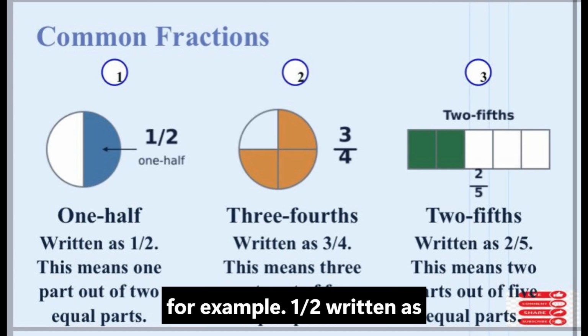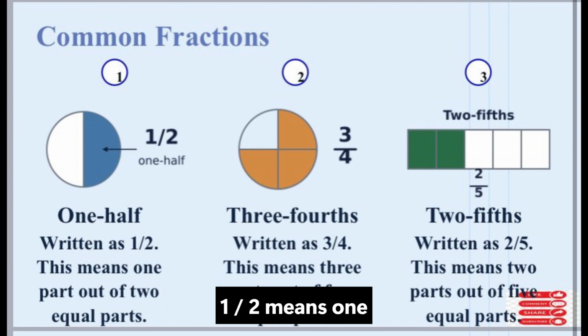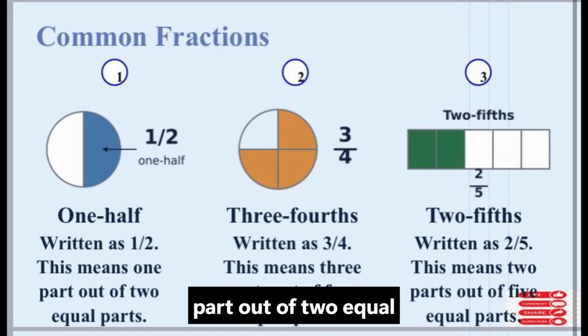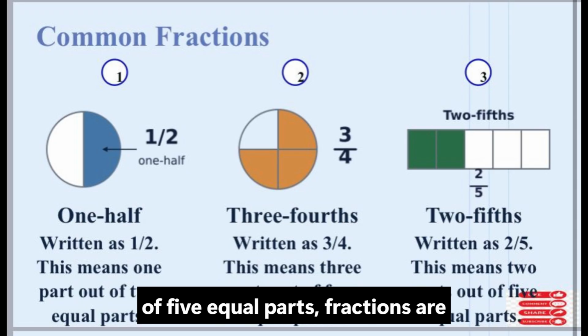For example, 1/2 means one part out of two equal parts. 3/4 means three parts out of four equal parts. 2/5 means two parts out of five equal parts.